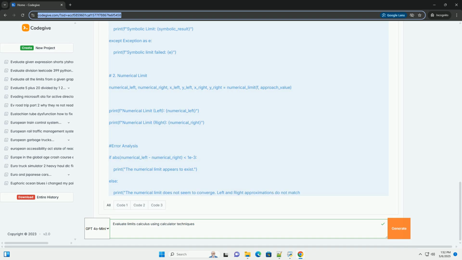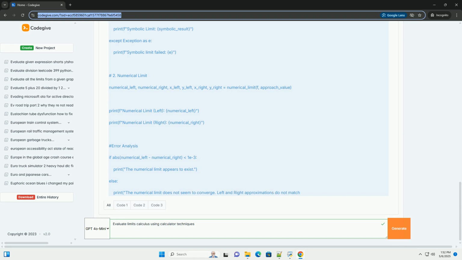4. Python code for limit approximation. Python, with libraries like SymPy and NumPy, provides a powerful environment for approximating limits and performing error analysis. Explanation of the Python code. 1. SymPy library. SymPy is for symbolic mathematics. It can find exact limits, if possible, using analytical techniques. We use sp.symbols to define symbolic variables, sp.simplify to convert a string into a SymPy expression, and sp.limit to compute the limit.